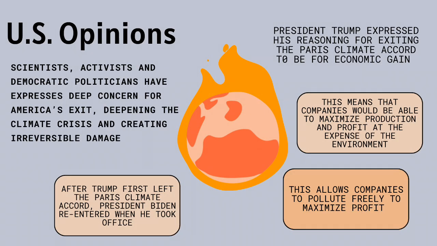U.S. opinions. Scientists, activists, and Democratic politicians have expressed deep concern over America's exit, deepening the climate crisis and creating irreversible damage. After Trump first left the Paris Climate Accord, President Biden re-entered when he took office, just for Trump to exit once more. President Trump expressed his reasoning for exiting the Paris Climate Accord to be for economic gain. This means that companies would be able to maximize production and profit at the expense of the environment. This basically allows companies to pollute freely in order to maximize profit.